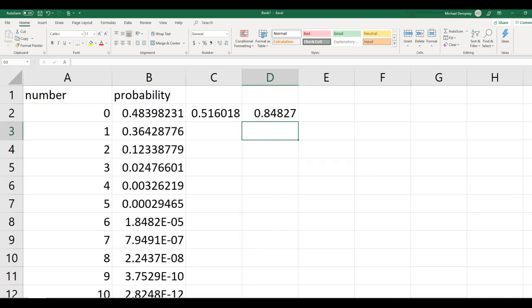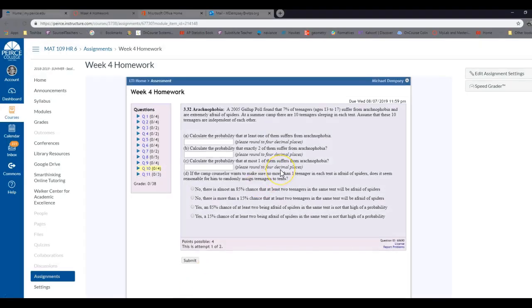Well, if he wants to make sure, 15%, I mean, it's not a super high probability, but it's also not going to be totally unusual, right? If there's a 15% chance that more than 1 are going to have this, both be afraid of spiders in a tent, he might want to investigate a little bit more into that. So I think that's what they're looking for in that second part of that question.